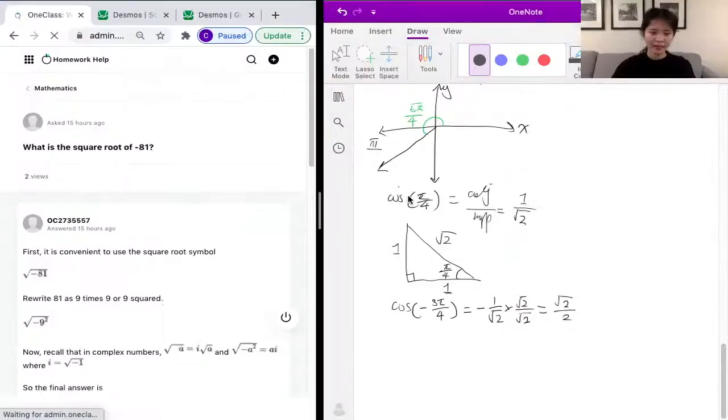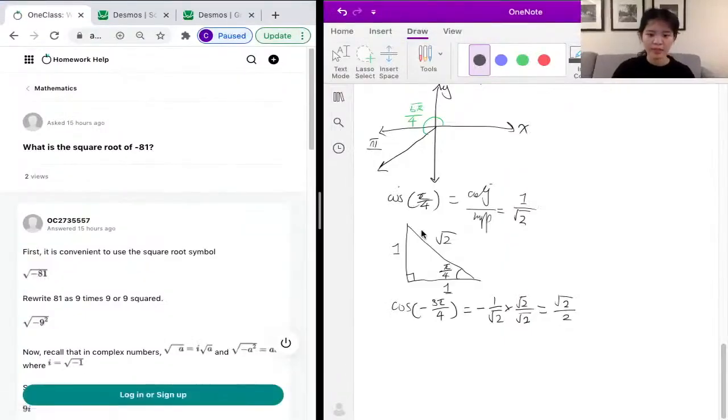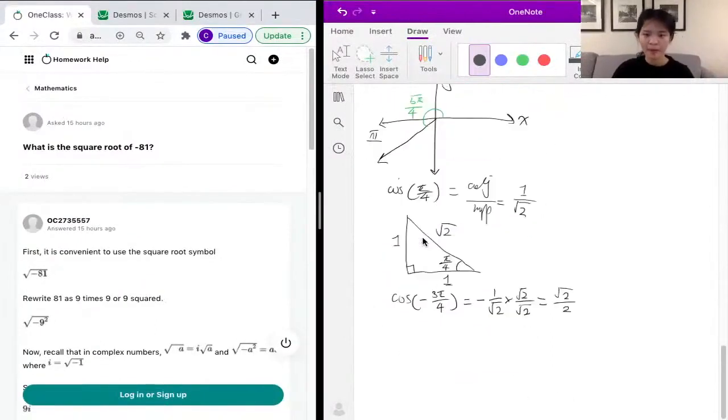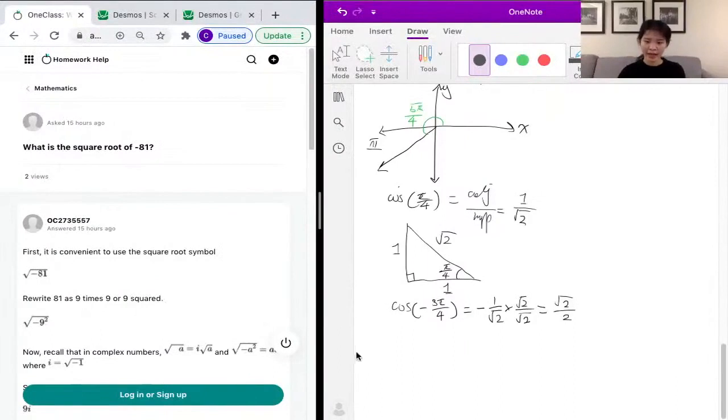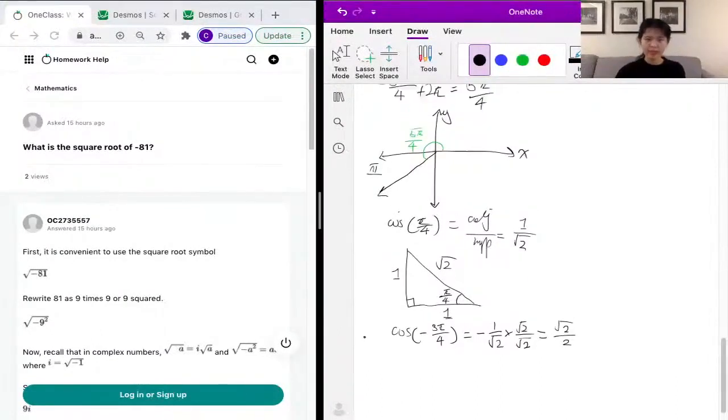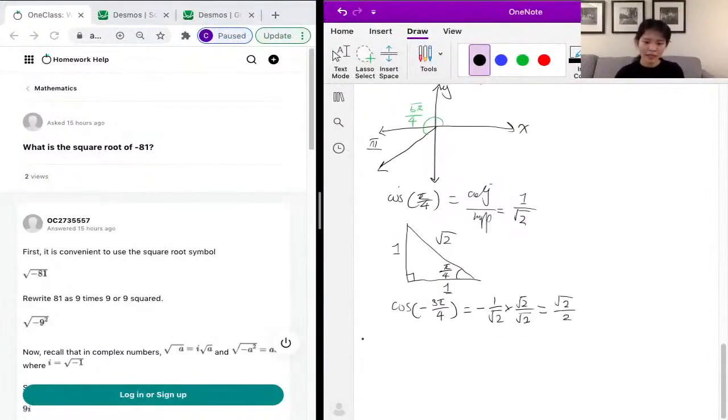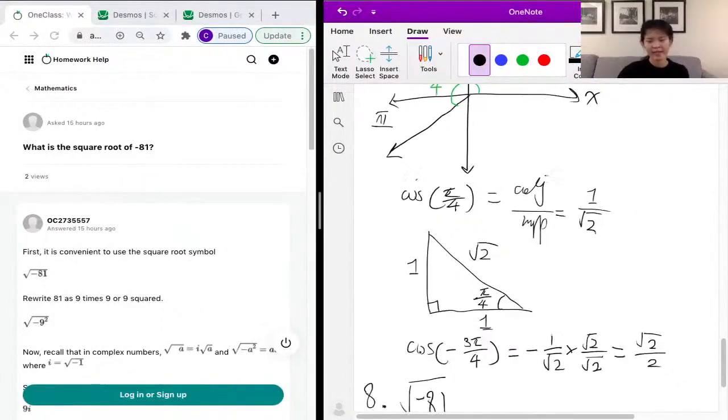Alright, now let's move on to our next problem, which is asking us for the square root of negative 81. So this question actually has two probable solutions depending on your schooling level. If you're in primary school or middle school, you look at the square root of negative 81, you probably just want to say that the solution doesn't exist because you can't square root a negative number.